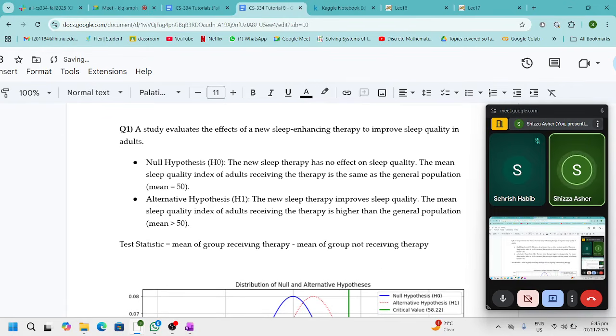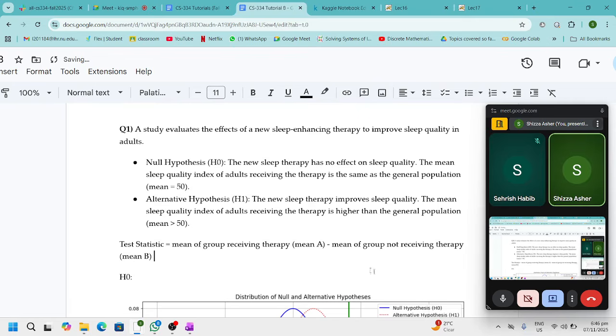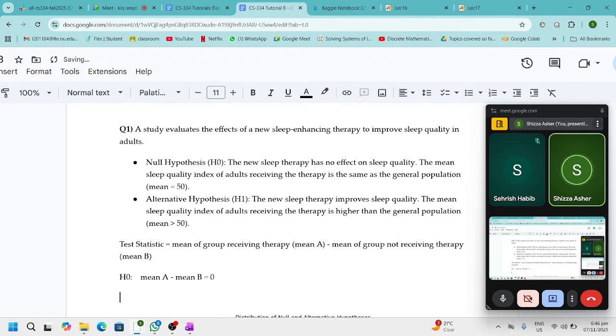If I compute this statistic, under the null hypothesis H naught, the difference in these means would be... let's make it simple. Mean A, and we'll call this one mean of group B. So the null hypothesis will state that mean A minus mean B is equal to 0. This is my test statistic. Alternatively, the null hypothesis will state that mean A equals mean B, which I'm just getting by rearranging the equations.